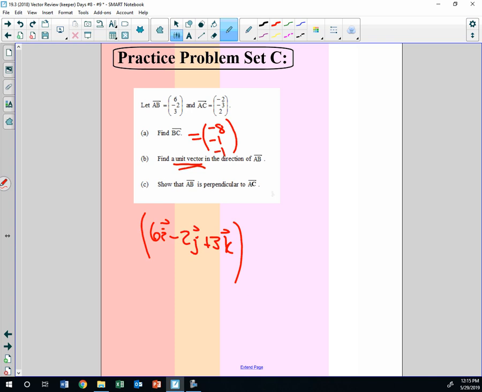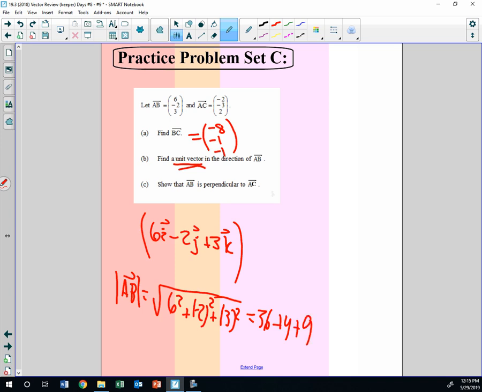So here we go. The magnitude of AB, how long it is, is the square root of 6 squared plus negative 2 squared plus 3 squared. That is 36 plus 4 plus 9. So that's the square root of 49. And what's the square root of 49? 7. So this thing is 7 units long. What can we do to make it 1 unit long? You divide it by 7, and now it's what we call a unit vector, like that.